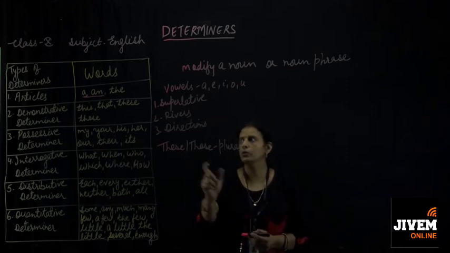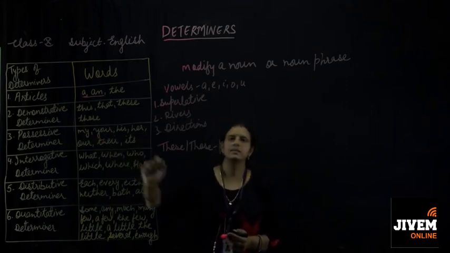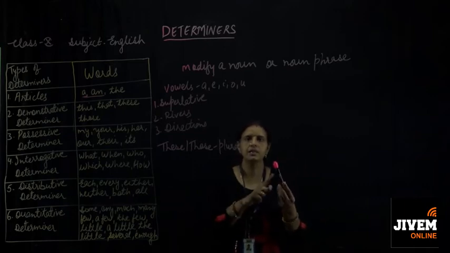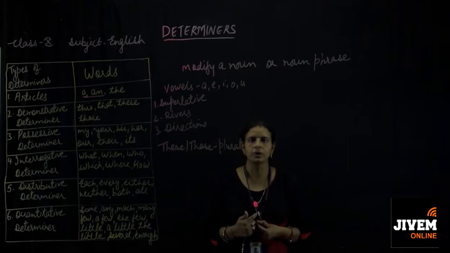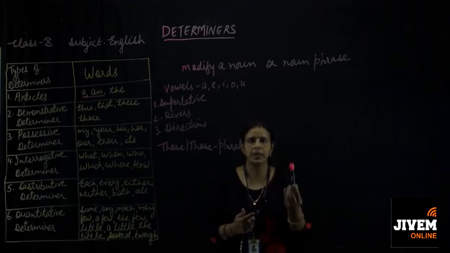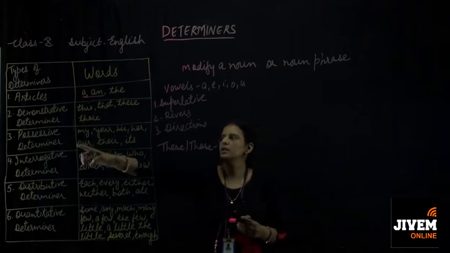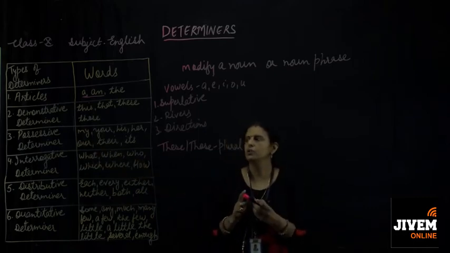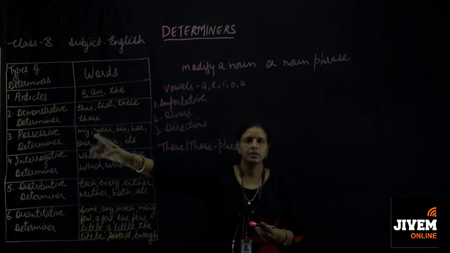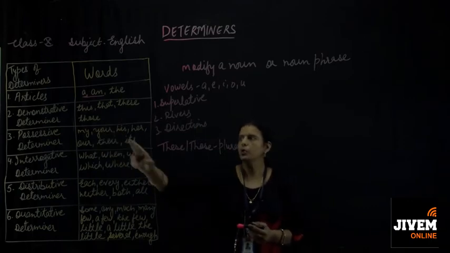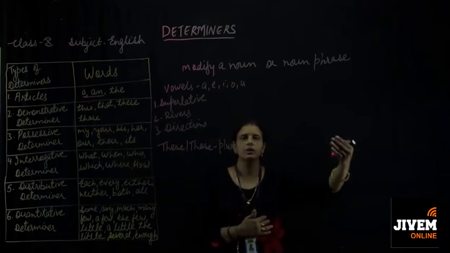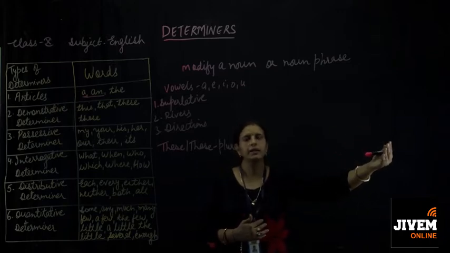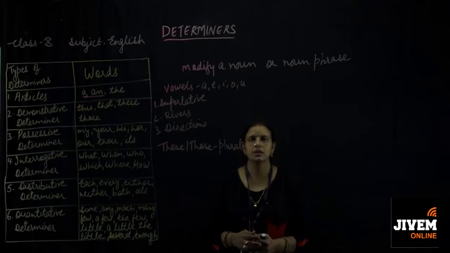Now where are we going to use these words? Suppose I say this is my pen, it means that this pen belongs to me. This is the possessive determiner. I am owning this, I am possessing this. It shows that my is the determiner used here. Your is used when we are talking about another person, for example, this is your bag. It shows that it belongs to the other person.